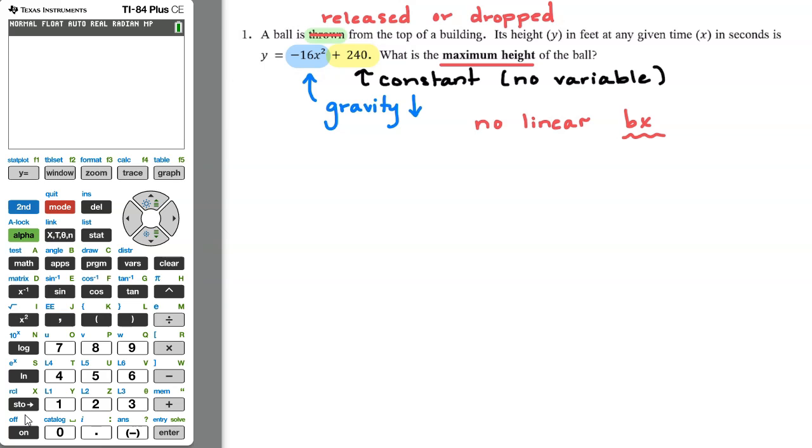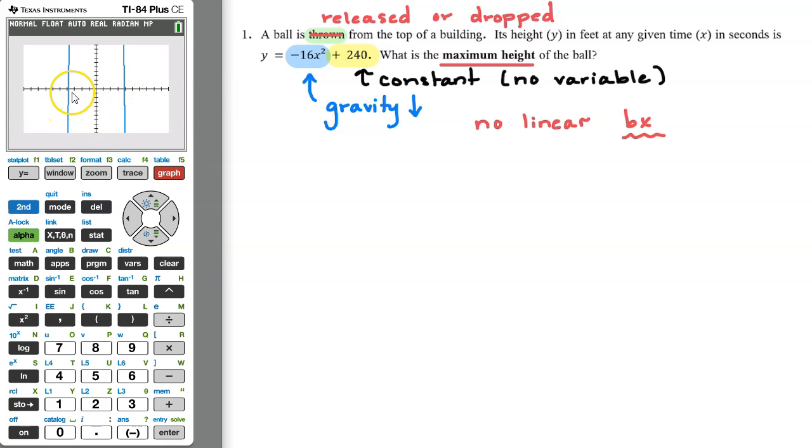Okay, now it's asking us what's the maximum height of the ball. I think at this point it might be a good idea to go ahead and look at our graph. So from our graphing calculator, I'm going to go to the y equals screen, and I'm going to enter the function exactly as I see it. It'll be negative 16x squared plus 240. Now, when I hit graph, I'm not going to see exactly what I'm looking for. I'm going to see the zeros or the roots, the x-intercepts of the parabola, but I'm not going to be able to see the vertex.